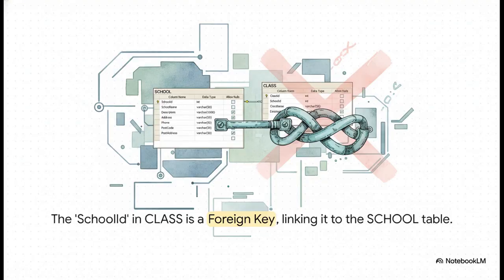And here we can see exactly how that works. That school ID you see in the class table, that's a foreign key. It creates this unbreakable link back to the school table. This rule makes it physically impossible to create a class for a school that doesn't already exist. And that's how the database keeps everything logical and totally reliable.